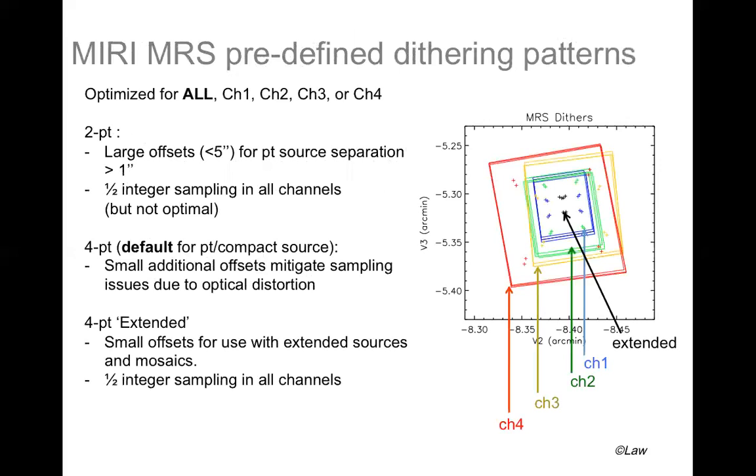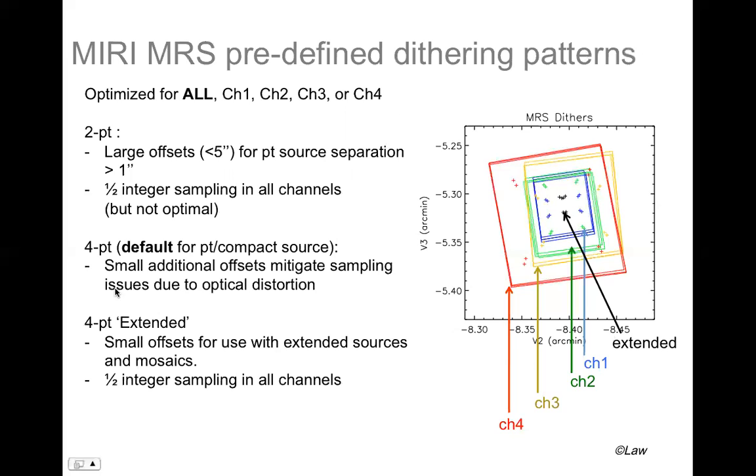So if we go into the details for MIRI, the MRS, as I said, there are different patterns, whether they're optimized for channel 1, 2, 3, or 4, or for all channels. Here in the images, we have an example of the 4-point jitters. Each color corresponds to a channel, and the black one is for the extended option. As you can see, the pattern is different, so they are very optimized for a specific channel.